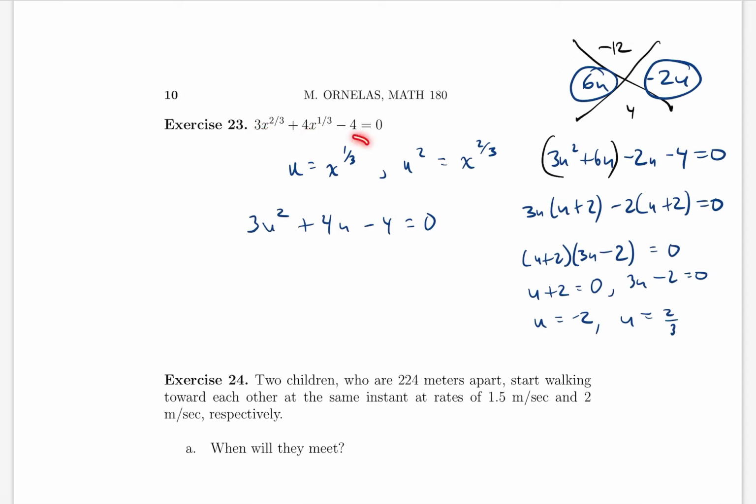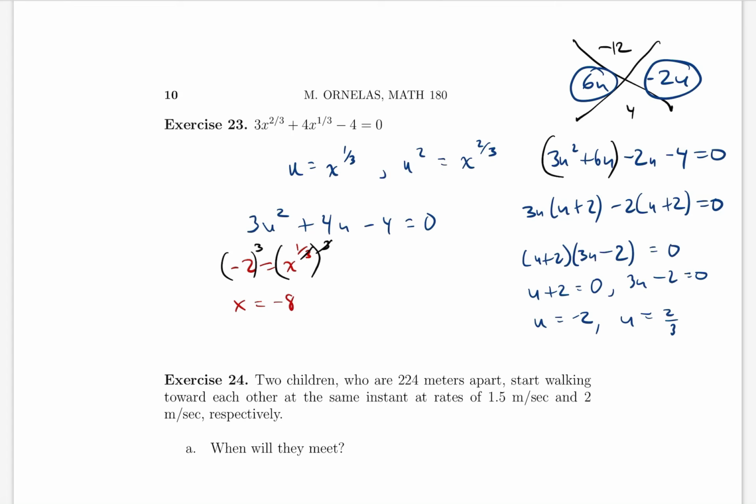So we're going to go back up to this original substitution equation that we came up with and plug in -2 in for u and then solve for x. So I'll do that in red. So we have negative 2 equals x to the 1/3. And the way you solve for x is you raise both sides to the third power to get rid of that 1/3 exponent. So that becomes x equals negative 8 is one solution.